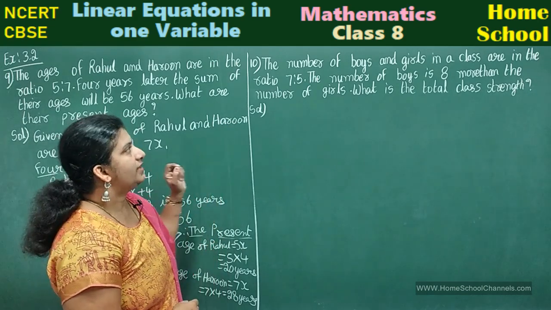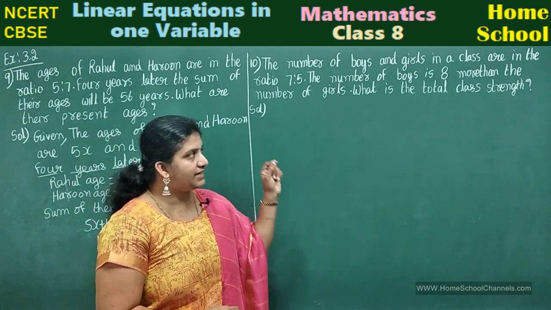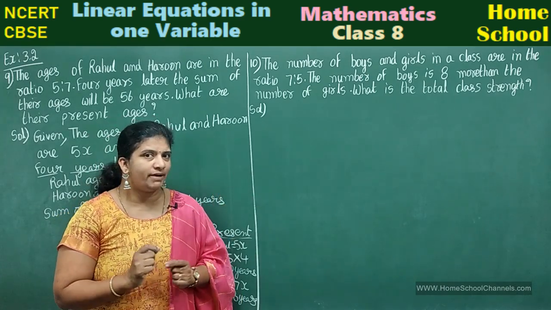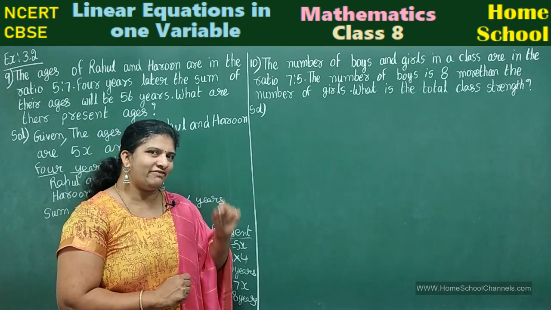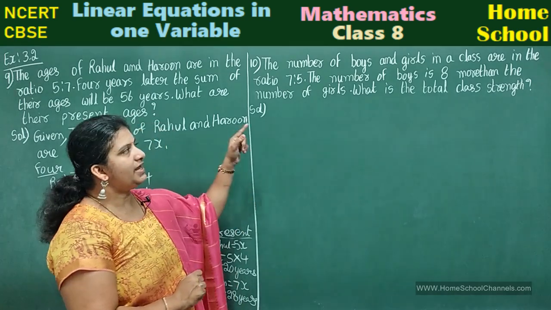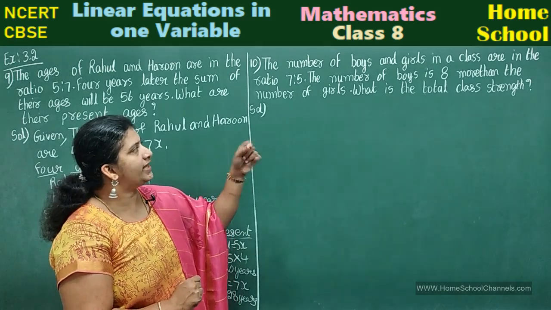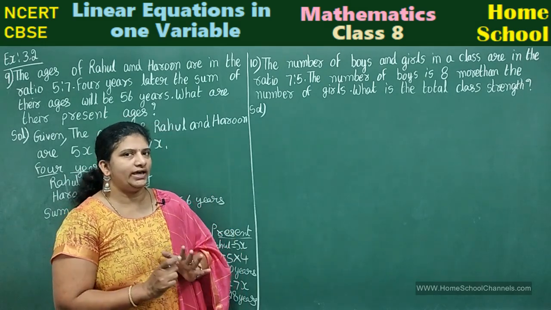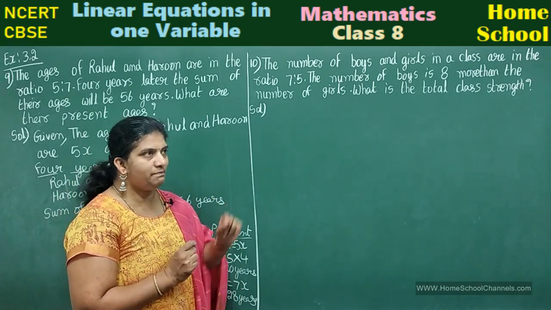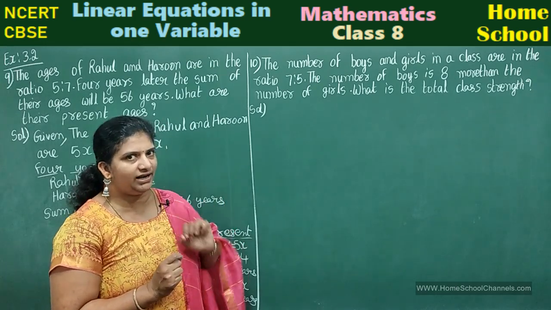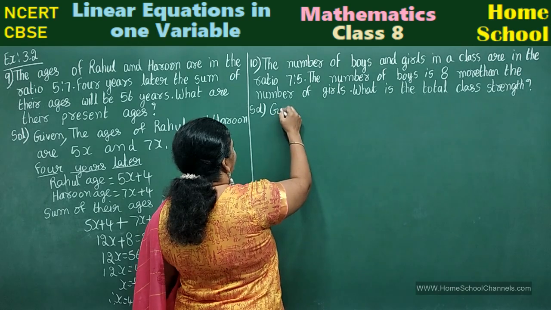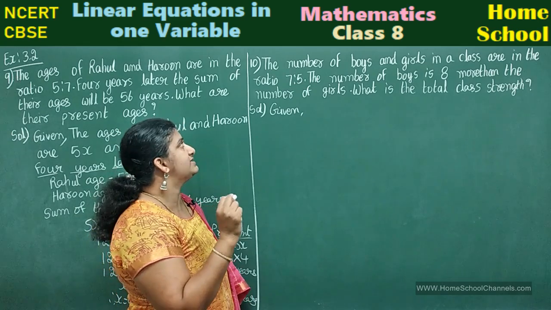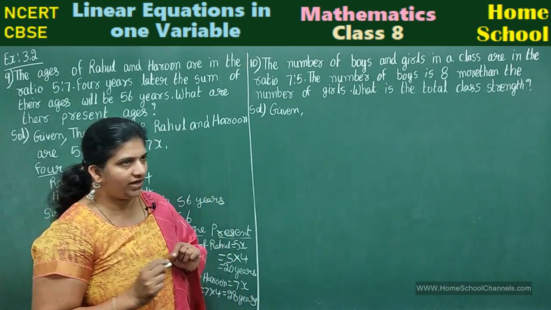10th problem. The number of boys and girls in a class are in the ratio 7 is to 5. Again, we are talking here about a ratio. So, we are going to multiply a variable, 7x, 5x. The number of boys is 8 more than the number of girls. What is the total class strength? Okay, let us start here solution. Again, by reading the question, each and every line. Solution. Given, what is given here? The number of boys and girls in a class are in the ratio 7 is to 5.